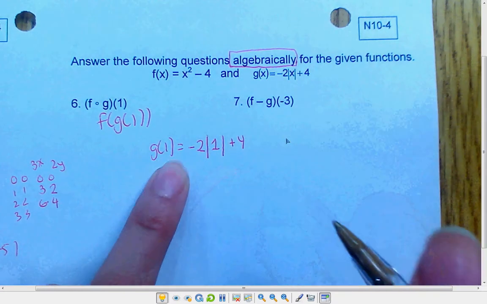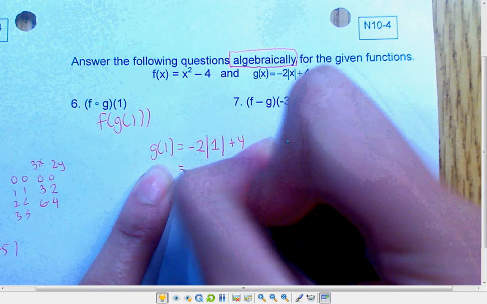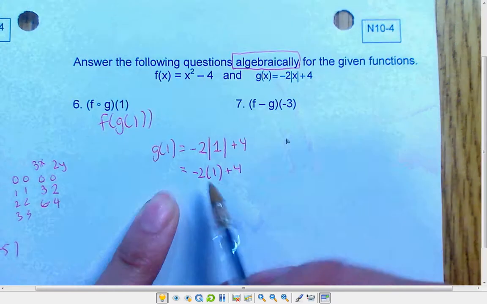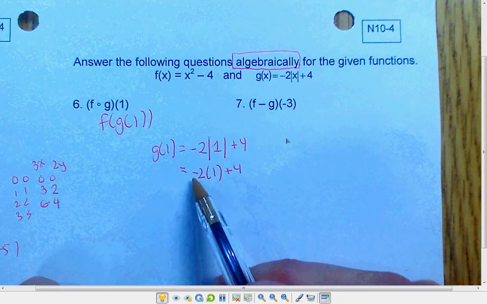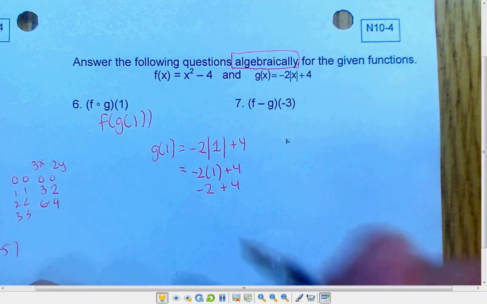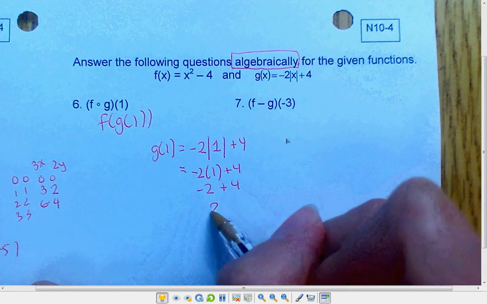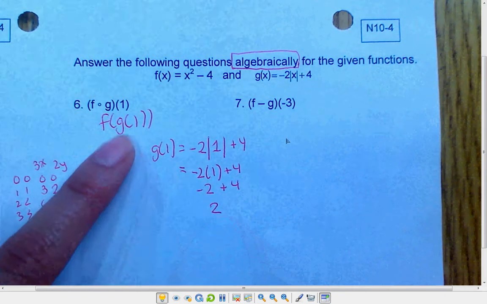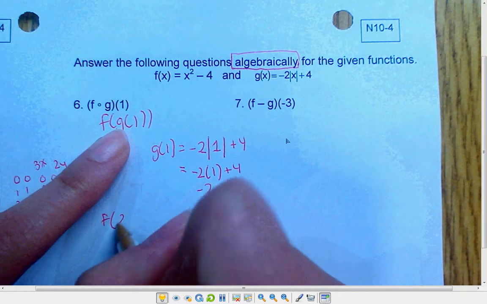And we're going to solve this and find the number. So we're first going to take the absolute value of 1, which is just 1. And then multiplication comes before addition. So negative 2 times 1 gives me negative 2. Plus 4. Negative 2 plus 4 gives me a positive 2. And so g of 1 is equal to 2. So I'm going to take this 2 now and plug it back into f.